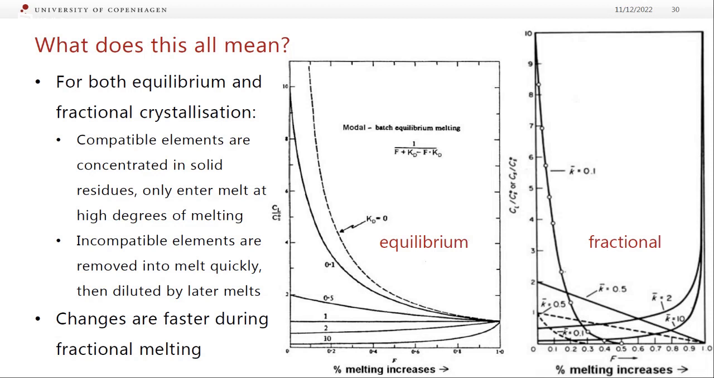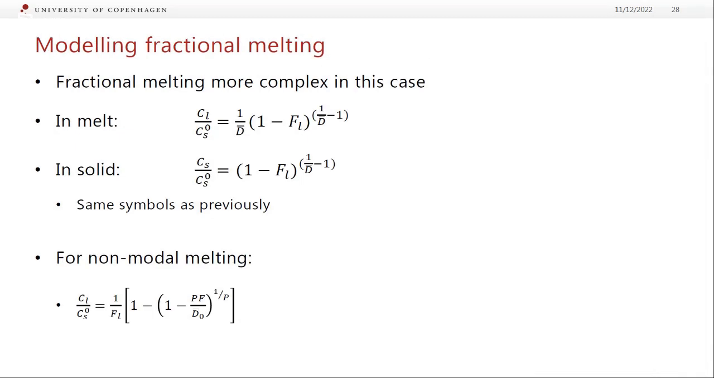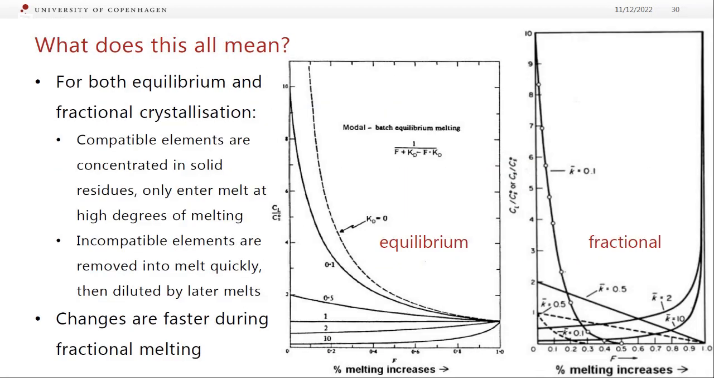For fractional melting, it's a little different, but if we go back to the fractional melting equation, which was here, we actually get the same thing. If we set this FL, so the fraction of liquid, to 0, we just get 1 over D times 1 to the power of 1 over D minus 1. So what this ends up being is that the first melt formed, again, for a bulk partition coefficient of 0.1, is just 1 over the partition coefficient times the original concentration.